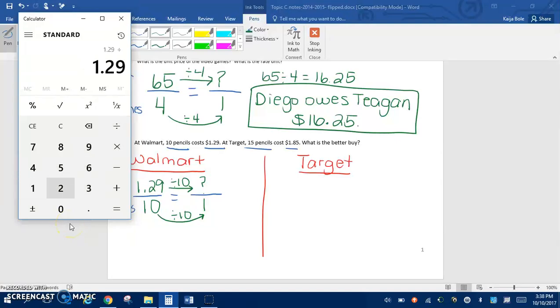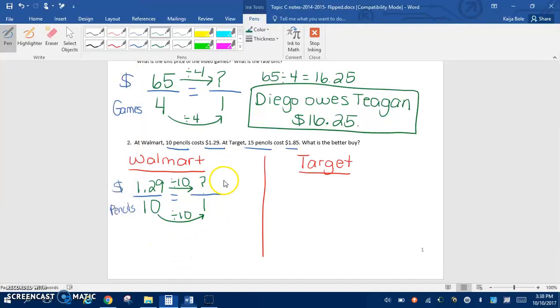1.29 divided by 10 gives us 0.129. So 0.129, but we are talking about money, and that 9 is going to bump up the 2. So we know here this is 13 cents a pencil. 13 cents per pencil.